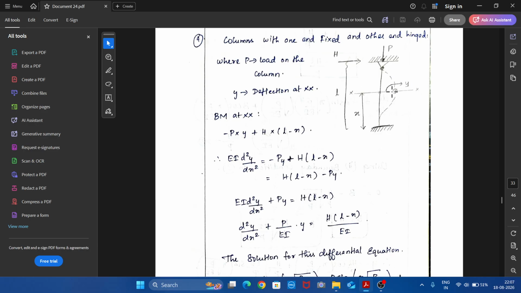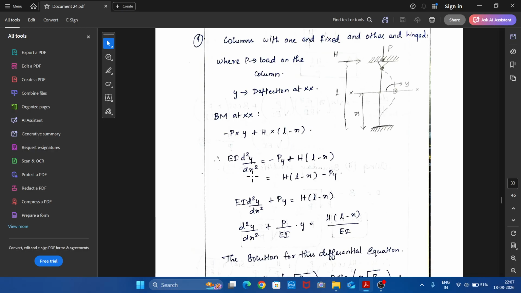The deflection at XX is Y as usual. Now we are going to take the bending moment at XX, that is the bending moment at this point. So if you see to the left side, you'll be having this load P as well as this horizontal load H. This P will cause a moment of P into Y, anti-clockwise, therefore minus P into Y. This H will cause a clockwise moment. So H into this distance, there is a distance between the line of action of H and this point. This is L, this is X, therefore this will be L minus X. So H into L minus X.